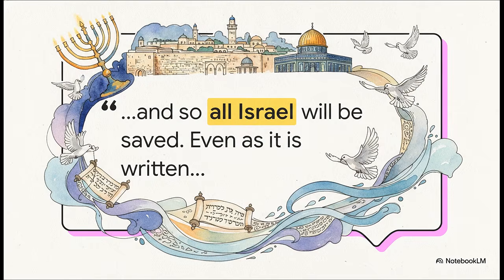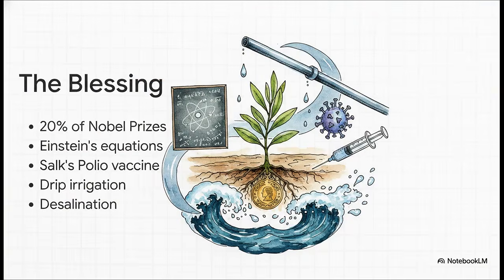Now, this doesn't mean every single individual who ever lived throughout history, but rather a massive, sweeping remnant representing the whole nation collectively turning and finally recognizing their true Messiah. The deliverer will come out of Zion and take away their sins once and for all. And that incredible salvation leads directly to the final verb, blessing.